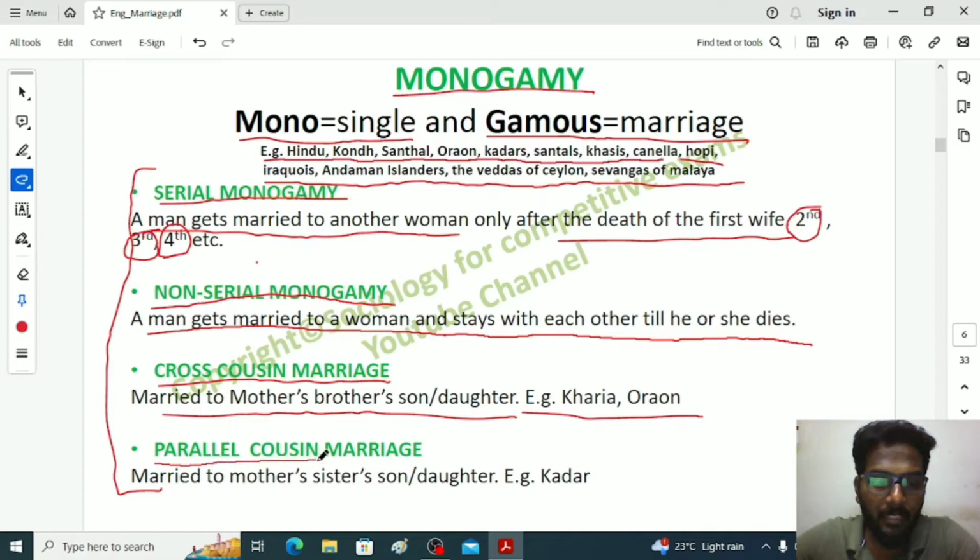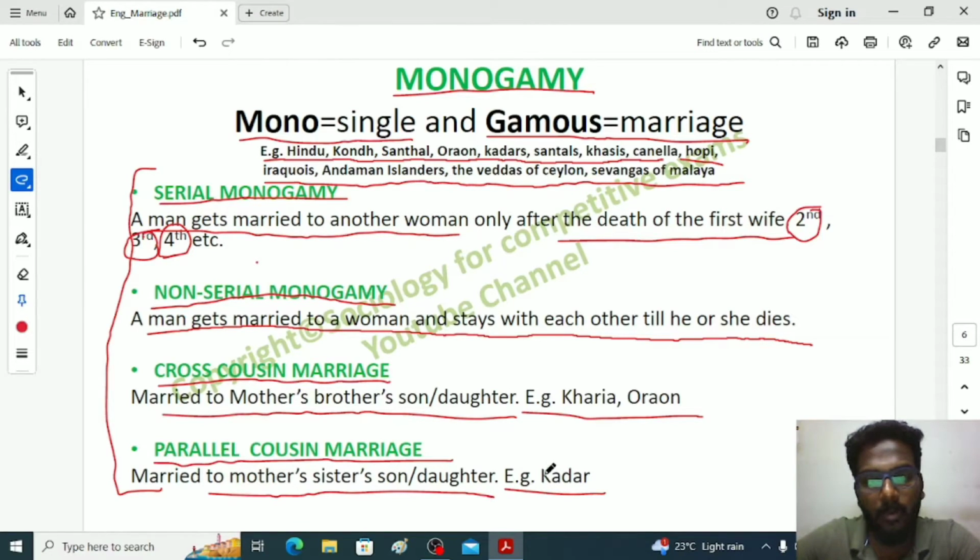Finally, we have parallel cousin marriage. In this marriage, a man marries his mother's sister's daughter or father's brother's daughter. Also, in this marriage, a woman marries father's brother's son or mother's sister's son. This type of marriage is familiar among Kadar tribes.